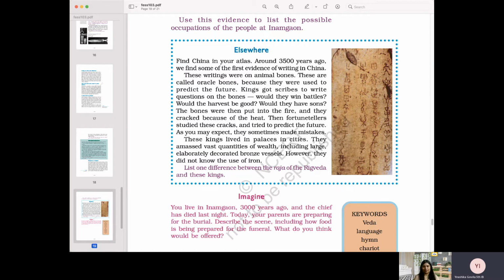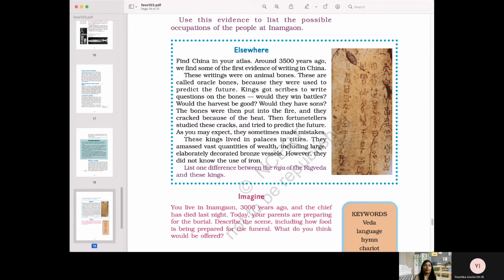So these kings take care of the wars, and whatever is happening in their palaces. And the Rigvedic Raja is like someone who is writing, not taking care of wars or the palace, only writing.